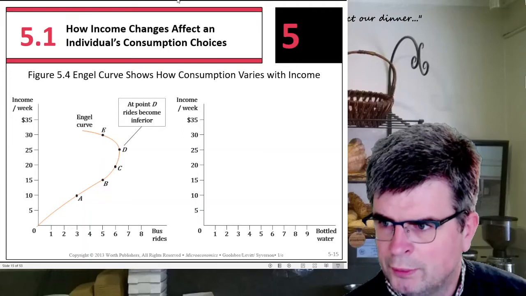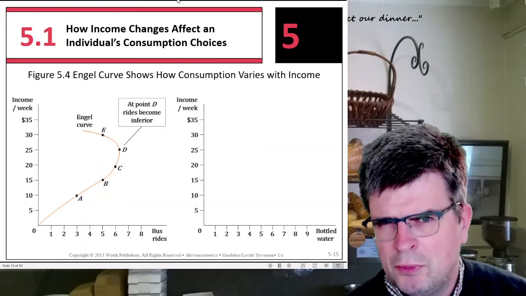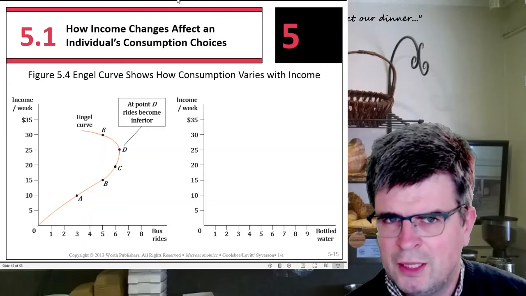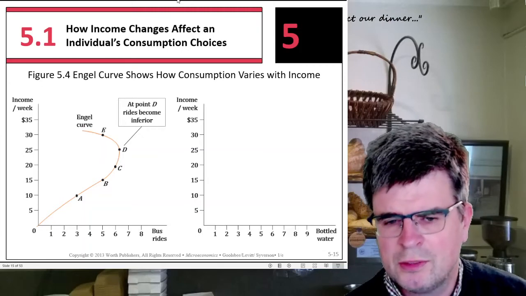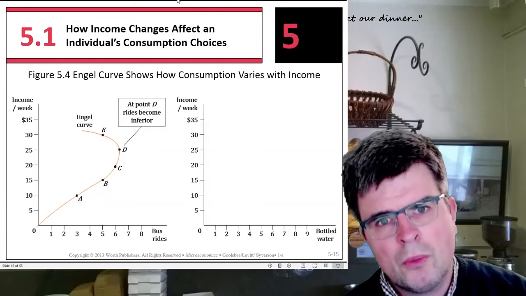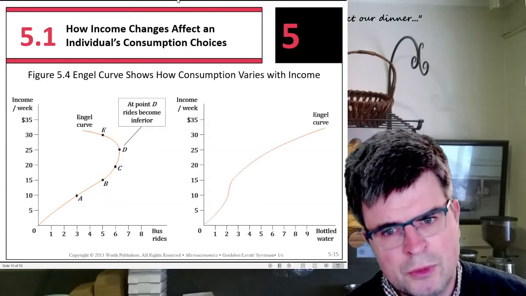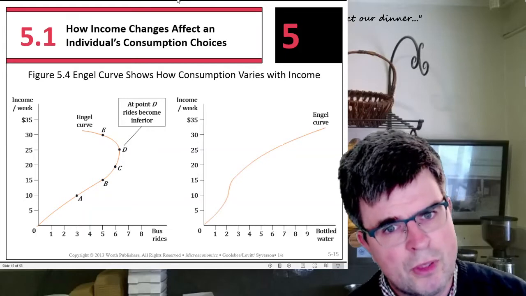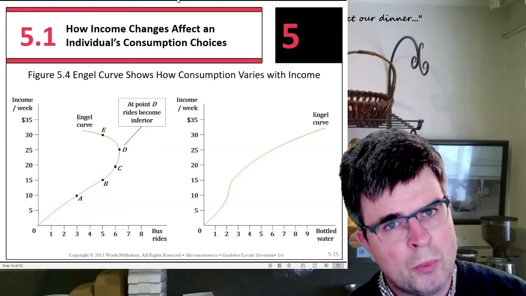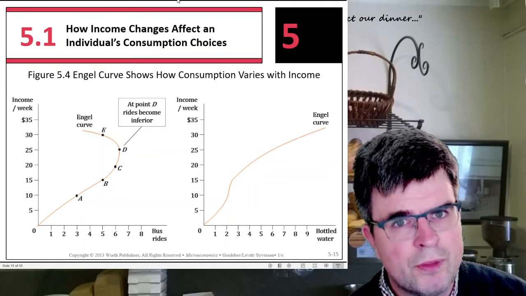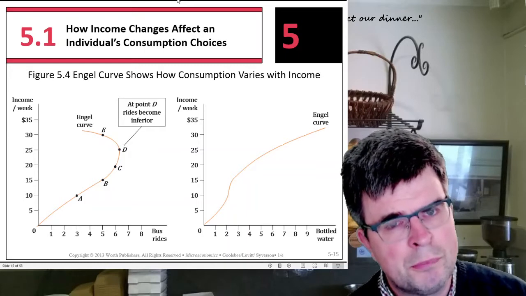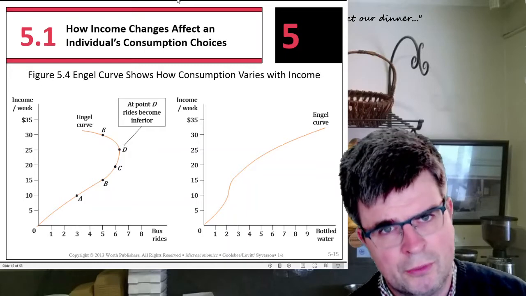Now, bottled water. In the Netherlands, people don't drink a lot of bottled water because the tap water is so good and drinkable in the Netherlands. But in other countries, it's different. And for bottled water, the Engel curve may look something like this. So here, at all levels of income, bottled water is a normal good. At all levels, if your income increases further, your consumption of bottled water will increase as well.